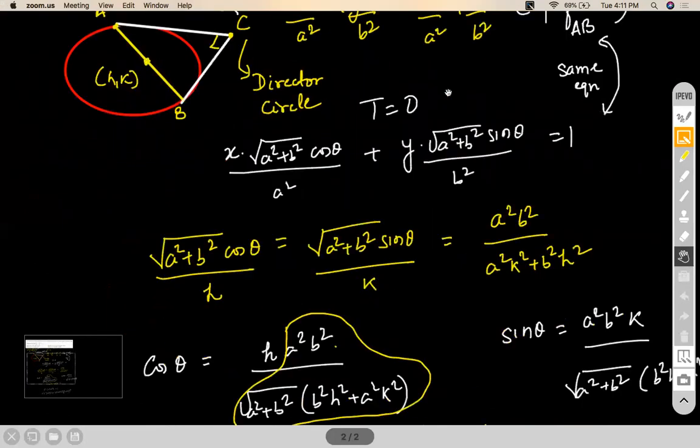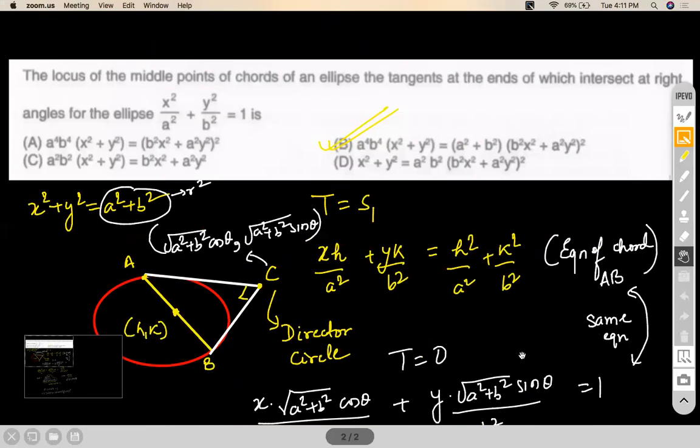Anybody who did it in a shorter way? Or you took some special values of A and B and started working on it? Anybody who did that?